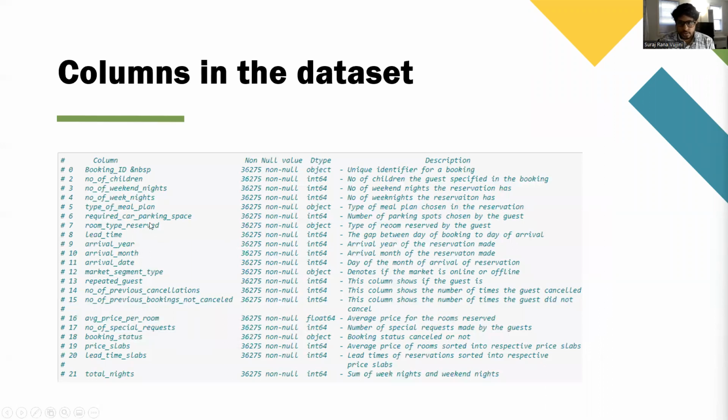So these are the columns in the dataset. I have also additionally added three columns, which are price slabs, lead time slabs, and total nights. Price slabs sorts the values from the average price of the hotel room into well-defined slabs, and the same for lead time slabs. It slots the lead time values into well-defined slabs, and total nights is the sum of weeknights and weekend nights. This is done so that it is easier to analyze the data.